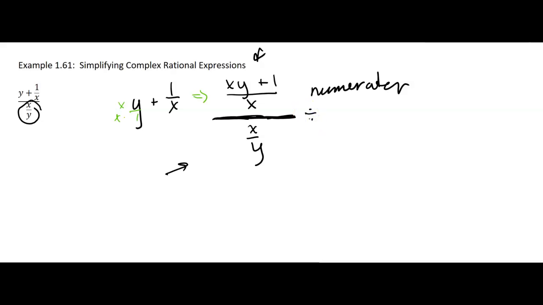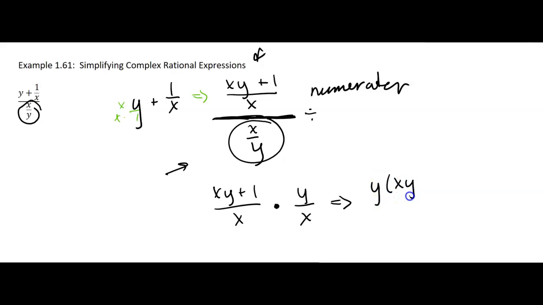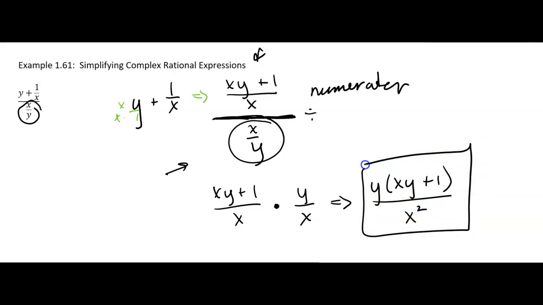So we're going to keep the numerator, xy plus 1 over x. We're going to change it to multiplication, and then we've got to take this one and flip it. So it's going to be y over x. Okay? Now, I don't see anything that cancels. So I'm going to have y times xy plus 1 over x times x is x squared. And I would just leave it that way.